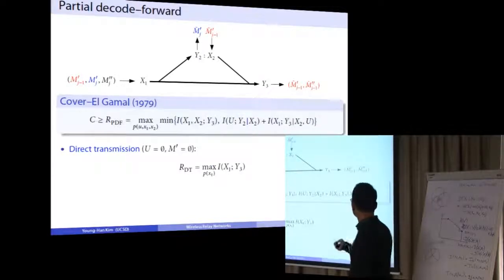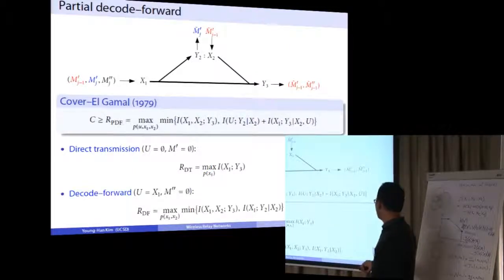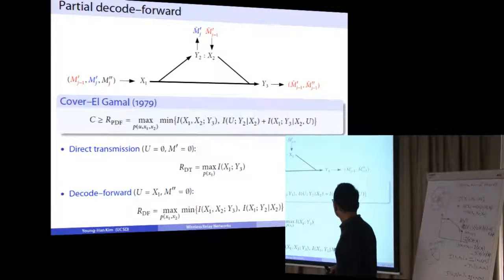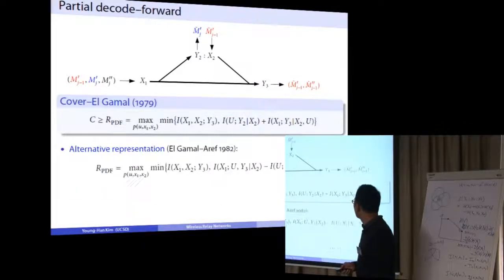So this expression I write, which we'll revisit later, when we are not using any U, that means I'm not using any decode forward, so what we recover is direct transmission. And if we use only U and X1 is not doing anything on top of U, then we recover decode forward. And of course, as that wired network example shows, we can actually achieve more than the better of the two.